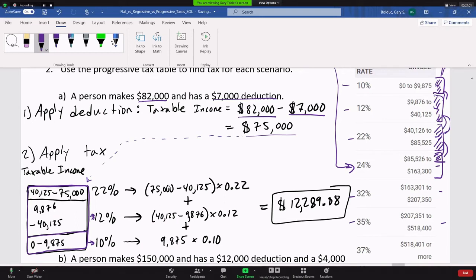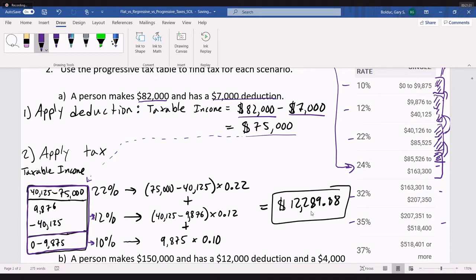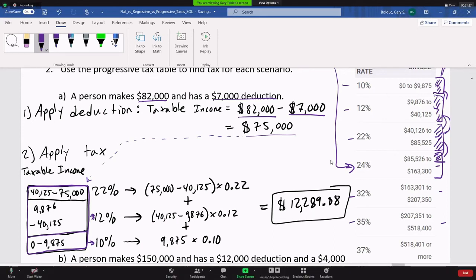So what do I do? I take whatever's left over, the rest of my money that hasn't been taxed yet, 75,000 minus the cutoff of 40,000. That amount of money that filled up this box gets hit with a 22% tax. Because that's just what the table says. So each of these numbers is coming straight from my table. All right, I put these into my calculator and add them up because I'm paying tax on each part here, and I get $12,289.88.